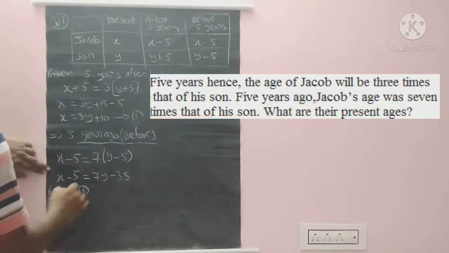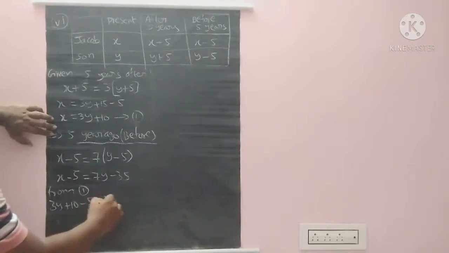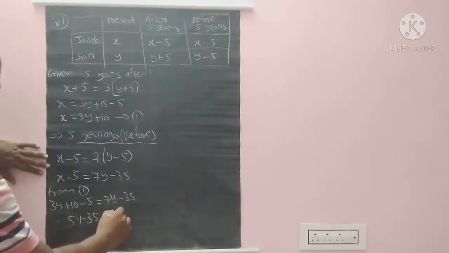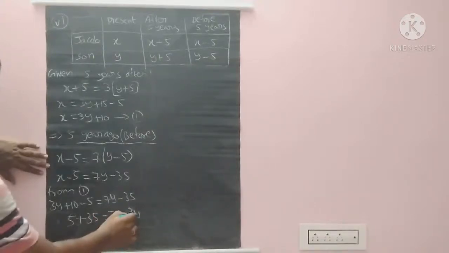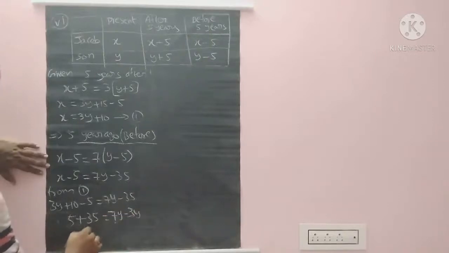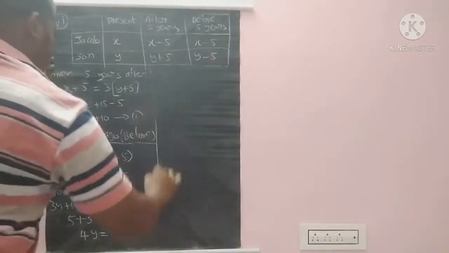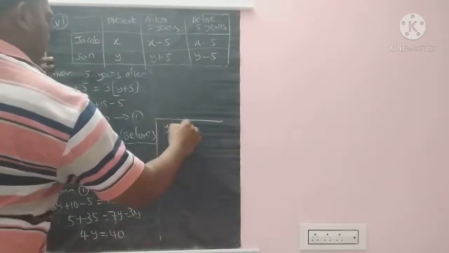So from 1, what can we write? x means 3y plus 10. So 3y plus 10 minus 5 is equal to 7y minus 35. 10 minus 5, 5 plus 35 is equal to 7y minus 3y, 4y, equals 40. By that we can write y is equal to 10.